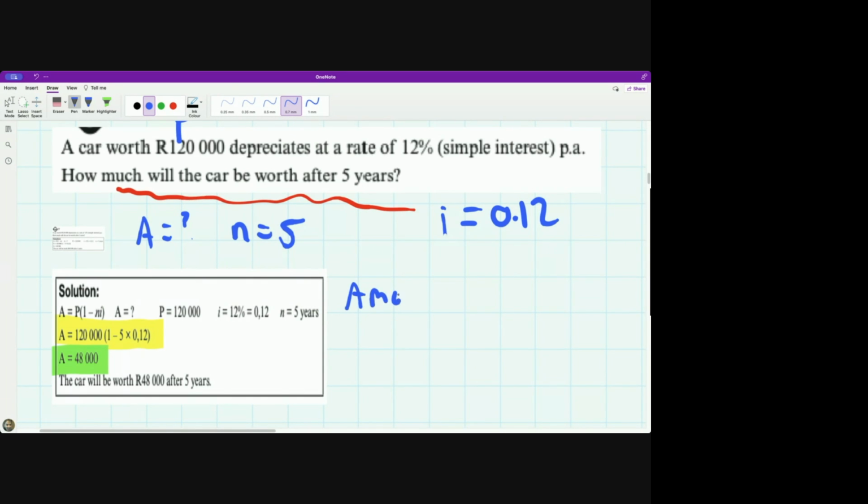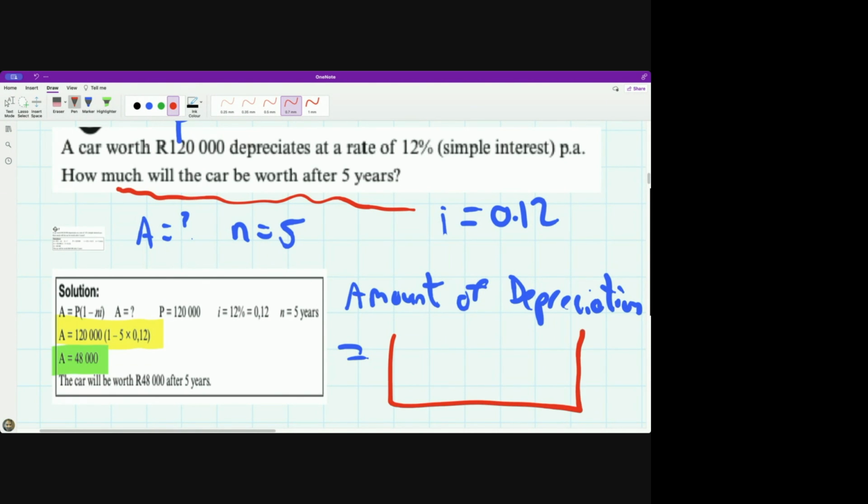I want to know from you, based on the same question, how much depreciation has there been? How much money or how much value have we lost on this car? Remember, it's now worth 48. It started life as 120,000. So how much depreciation, how much loss of value has occurred? It's a slightly different question. So I'm not asking how much will it be worth. I'm asking how much money has it lost or how much has it depreciated?